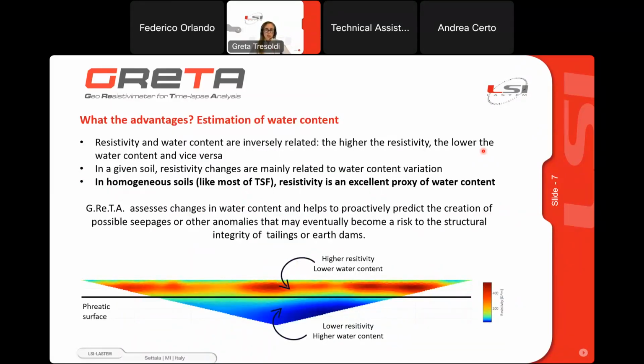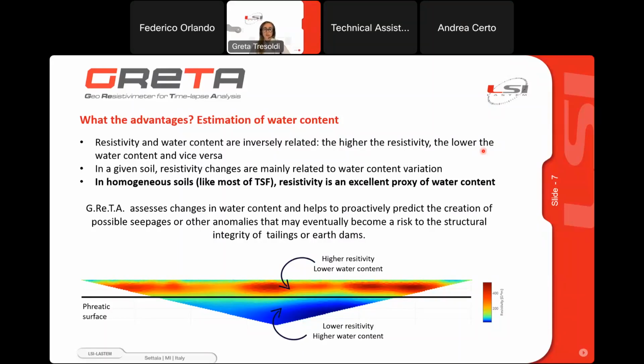So what are the advantages of the GReTA system? First of all, one of the most important is the estimation of the water content. Since resistivity and water content are inversely related, mainly the higher the resistivity, the lower the water content, and vice versa, in a given soil, because we are installing a system in a given spot, resistivity changes are mainly related to water content variation. In homogeneous soil, or soils that are composed of the same material, like most of the TSF, resistivity is thus an excellent proxy of water content.